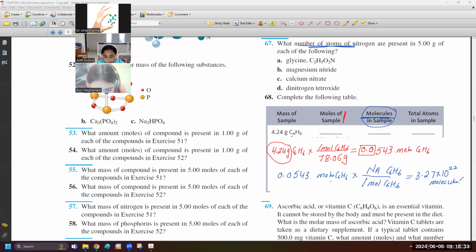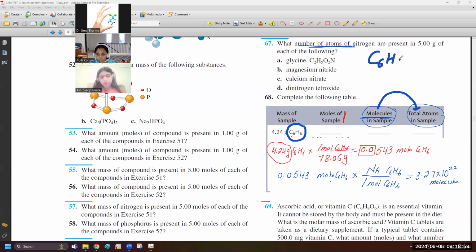Okay, now the last part of this question. Total atoms of the sample. I need to know the ratio here. Molecules to total atoms. What is the molecular formula, Aditi? Avni, whatever I'm asking, you can type it here in the chat.